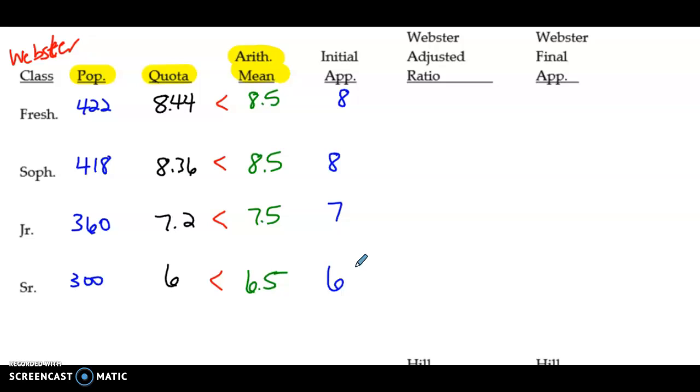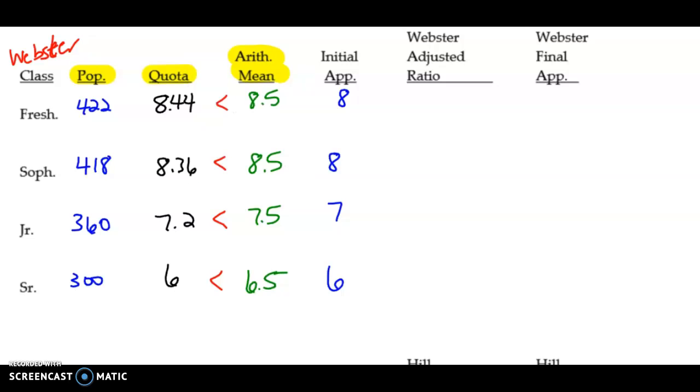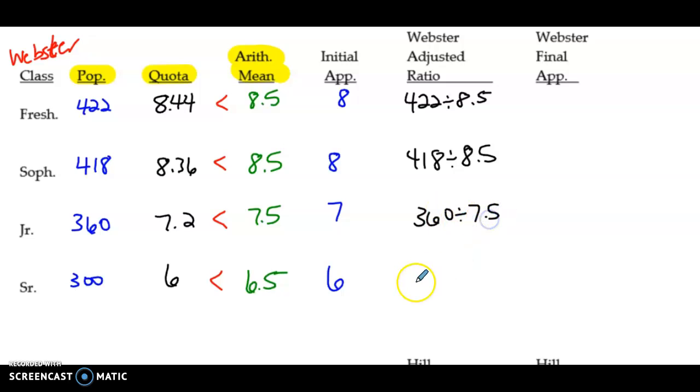Now we need to focus on figuring out the adjusted ratio. So this is a new step that we didn't need to do on the front. So the adjusted ratio is going to be kind of similar to how we figured out the Jefferson ratio. We're going to take that population and divide it by the arithmetic mean. So whatever you got for the arithmetic mean, that's what you're going to divide by. So go ahead and pause it, calculate those, and see who gets that extra.